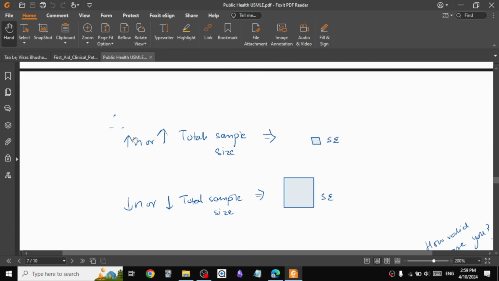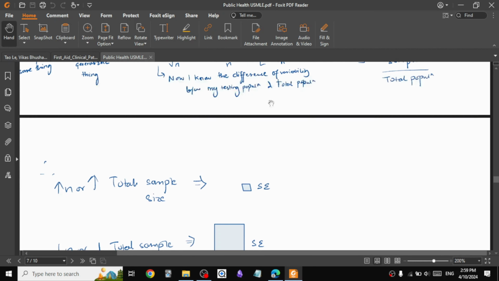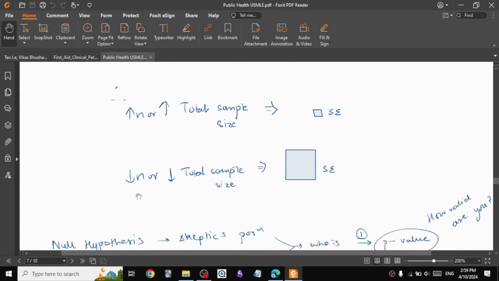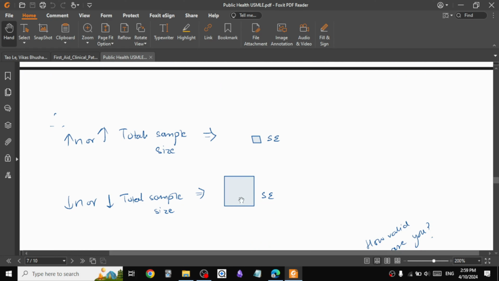Now if I increase n, that means I'm increasing the denominator. If I'm increasing the denominator, the overall value will decrease, right? So standard error will turn into this small square right here. But if I decrease n, if I decrease the sample size, what happens? The denominator decreases and the overall value will increase, right? So standard error will be large. This is to help you understand all of these things.